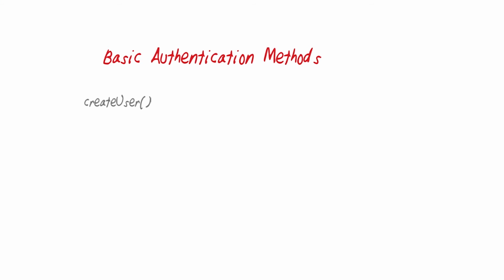Create User creates a new account with a specified email and password. Auth with password attempts to authenticate to Firebase with given credentials. Auth with OAuth token attempts to authenticate to Firebase with an OAuth token. And the onAuth method listens for changes in the user's authentication state.